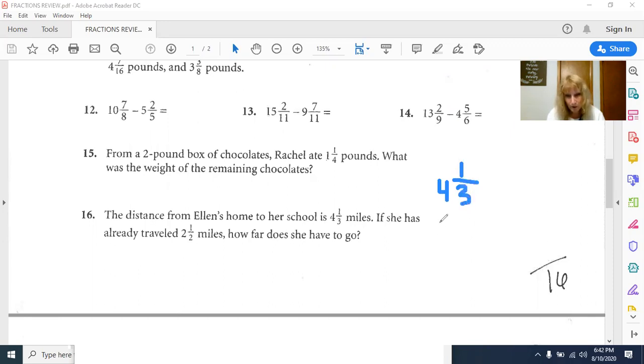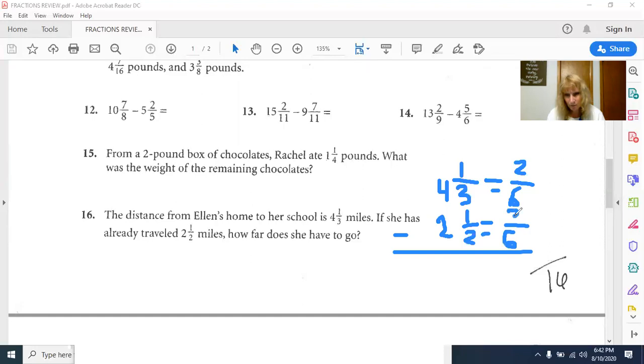4 1/3 and 2 1/2. Change your bottom numbers to sixes. Line here is a minus. 3 times 2 is 6, so 1 times 2 is 2. 2 times 3 is 6, so 1 times 3 is 3. You get 5, 6. Oh, you subtract.